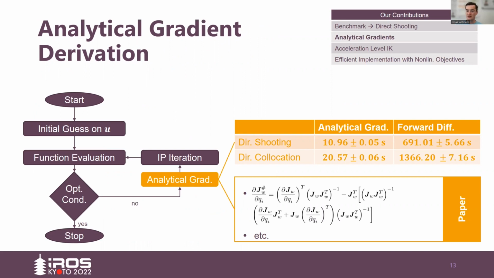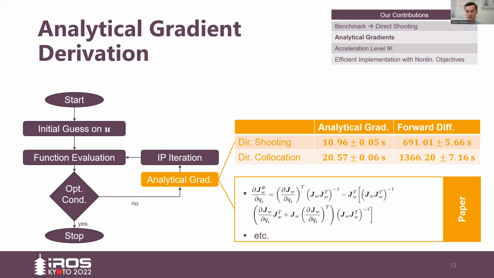The derivation of the various gradients is involved. For example, in this formula, you see the derivation of the pseudo-inverse of the Jacobian. I refer to our paper for the analytical gradient derivations. Solving the presented scenario with the direct shooting method requires 10 seconds computation time with analytic gradients, however 700 with numerically approximated ones.